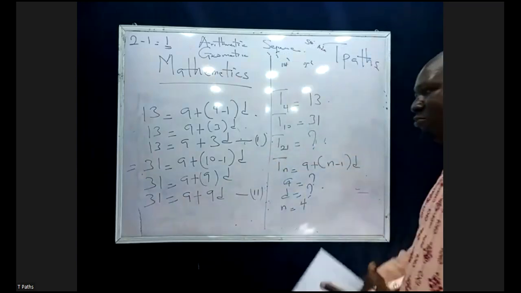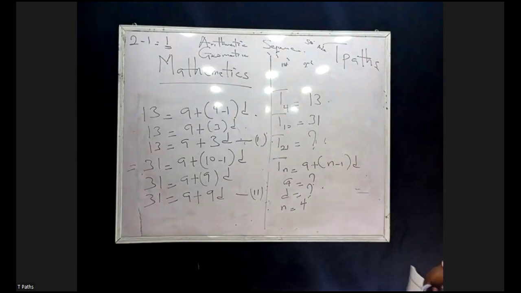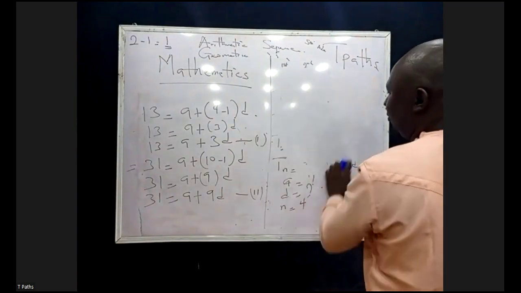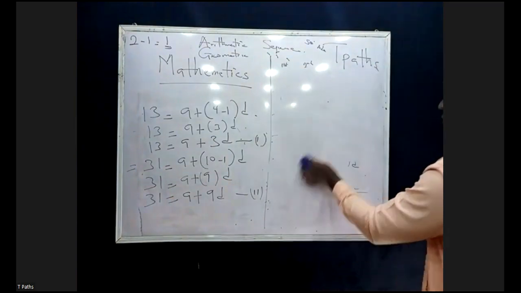That's equation 2. Now we have to combine the simultaneous equations. And we know that in simultaneous equations, we have 2 methods: substitution method or elimination method.